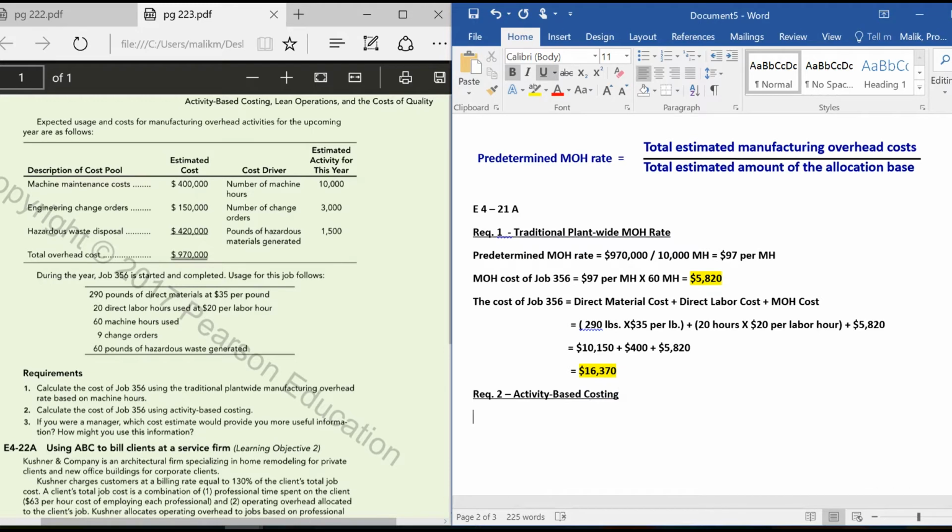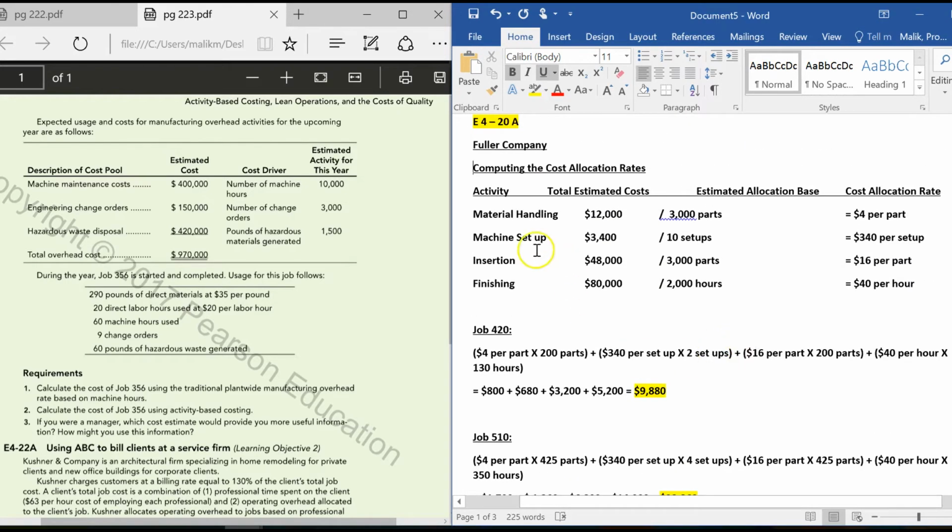So first we need to calculate the rates for every activity. You remember we did the same thing in our previous problem for every activity. We need to look at the total estimated cost, the total estimated allocation base, and the rates. Every piece of information you will find here for the different activity costs and their allocation base. We will be using this information, and for this problem we have 3 activities.